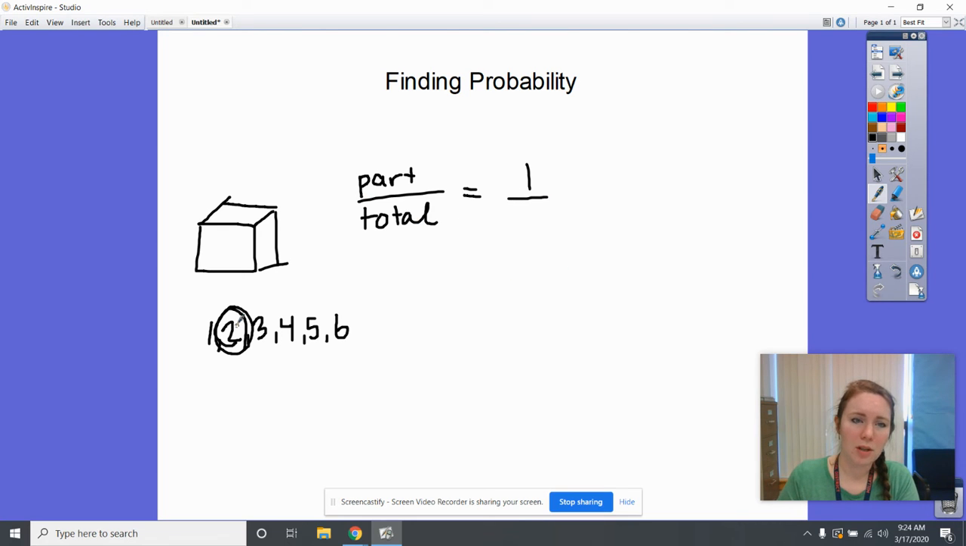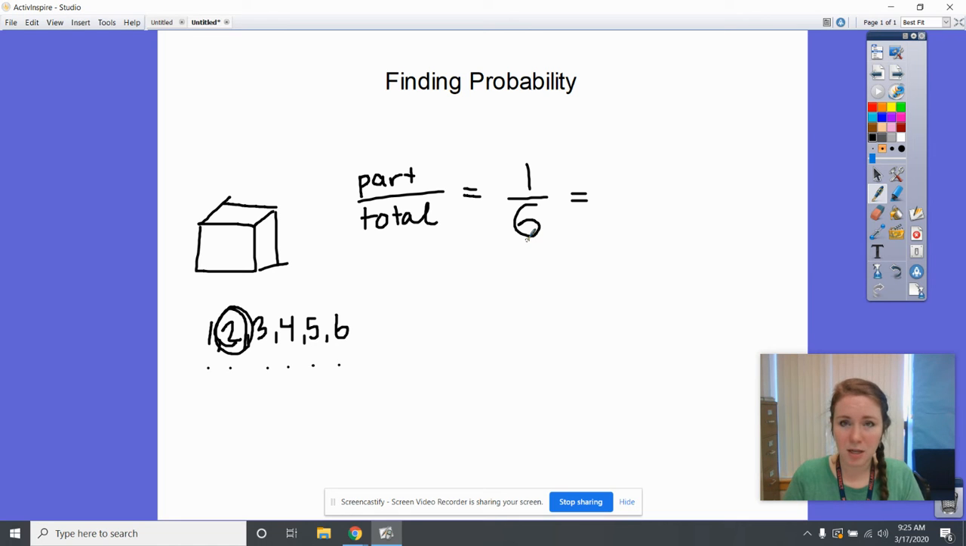Well, there are a total of 6 different options we could get. We could roll 6 different numbers, 1, 2, 3, 4, 5, or 6. But only one of the sides of our dice has the number 2 on it. So the probability of rolling a 2 on a dice is 1 over 6. Now, if it asks for a fraction, then you are done. If it asks you to turn it into a percent, you have to do a little bit of extra work.